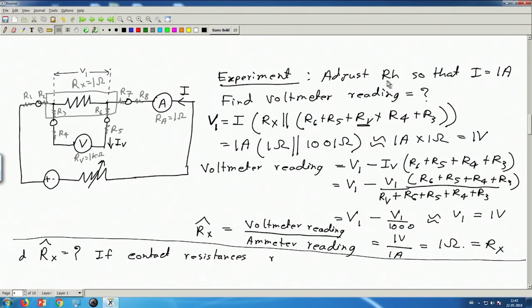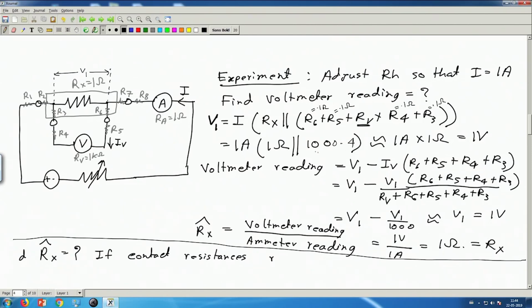So in this experiment, once again the rheostat will be adjusted so that I is equal to 1 ampere. Now we have to find the voltmeter reading, but before that we have to find this V1, and V1 will be again just like this, the same expression will hold, but now Rx, R5, this will be 0.1 ohm. So the denominator will become, instead of 1001, this will become 1000.4, because all these are now 0.1 ohm.